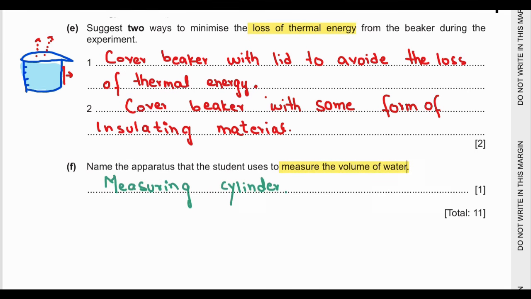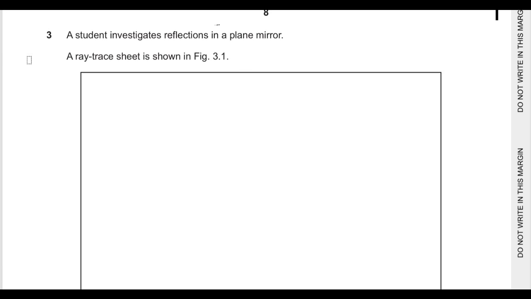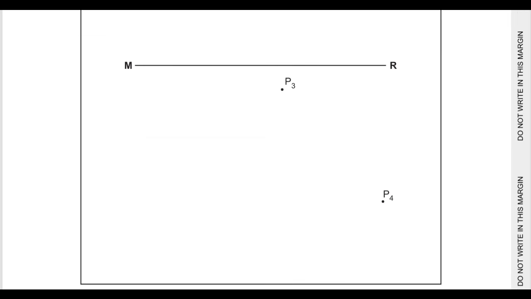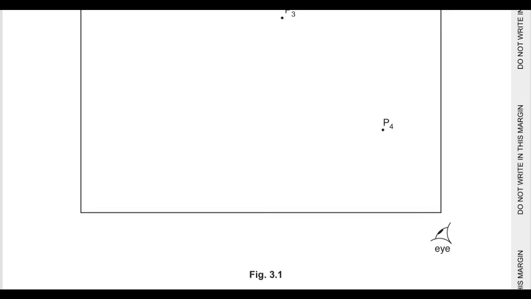Volume of water can be measured by using a measuring cylinder. Question number 3 says a student investigates reflection in a plane mirror. A ray trace sheet is shown in figure 3.1. So this is the tracing sheet on which we are going to work.